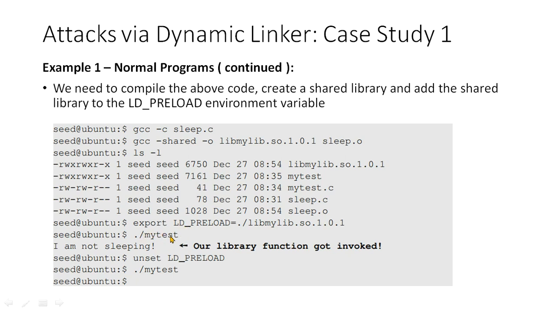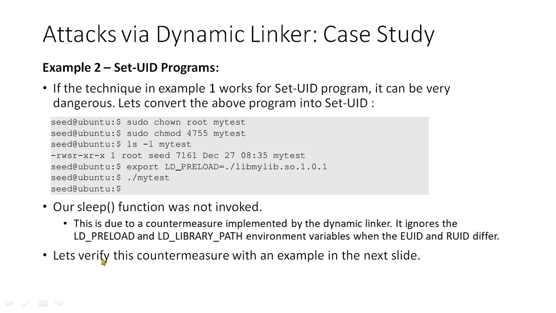When we run my test, it looks for another function with the same name, sleep, and it is our target of attacking this program. So you see, if my test is somehow a set UID program, then we can run this piece of code with the set UID privilege. But there is a countermeasure. That means the people creating Linux have already patched or fixed this security problem.